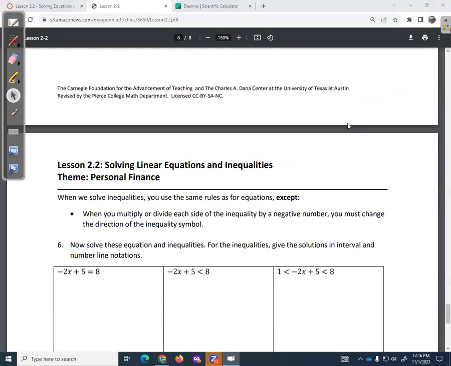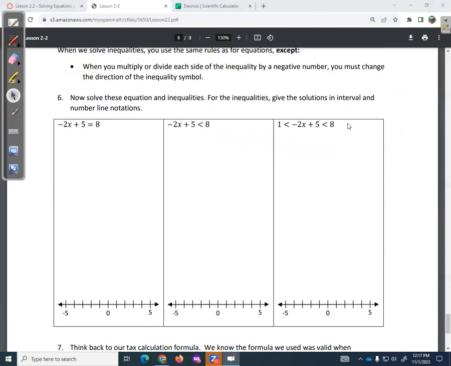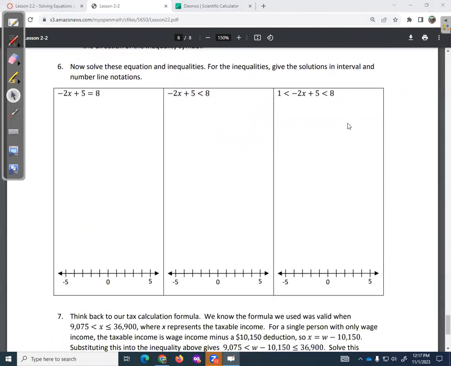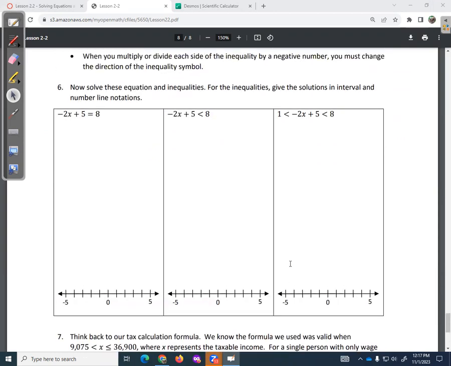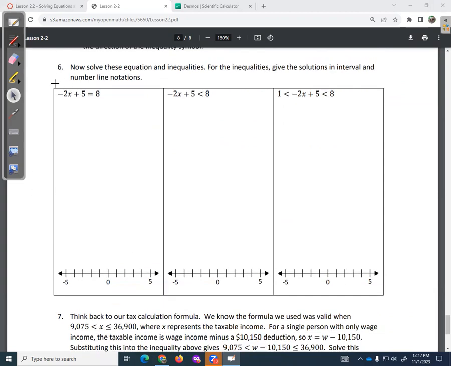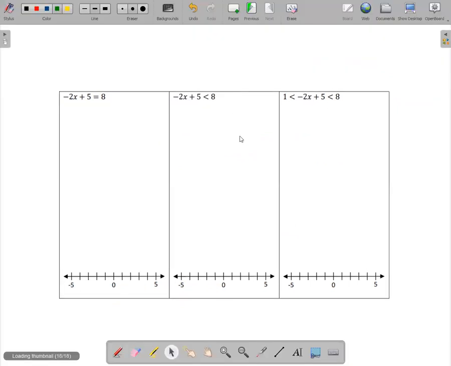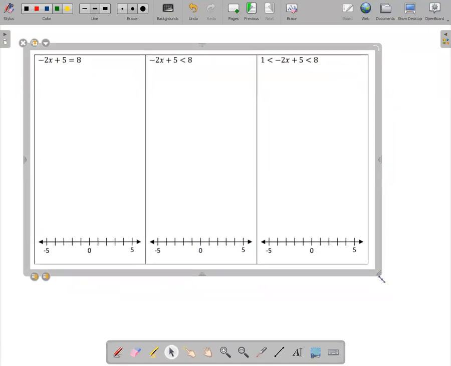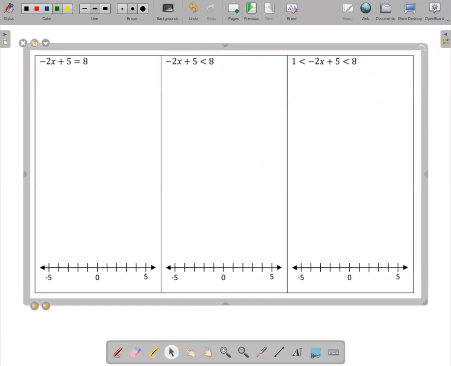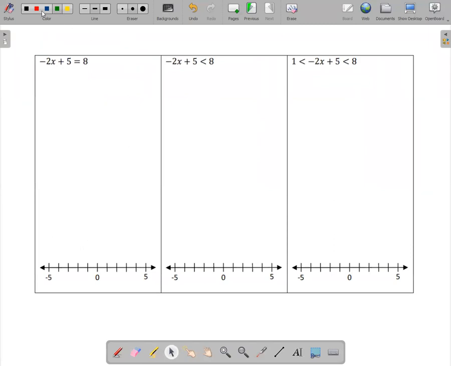And the last and final page. Similar to before, we want to solve the equation or inequality, put it on a number line, and give the interval notation. And then we're going to do one that was related to our tax problem the other day. All right, so now notice on each of these, you have the same kinds of numbers with a couple of alterations. And the way we solve them is pretty much the same.